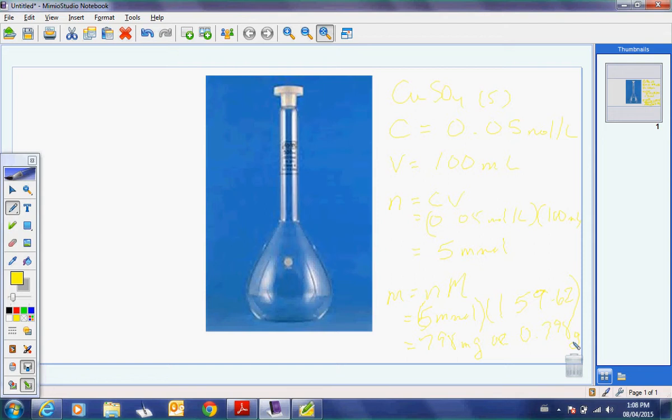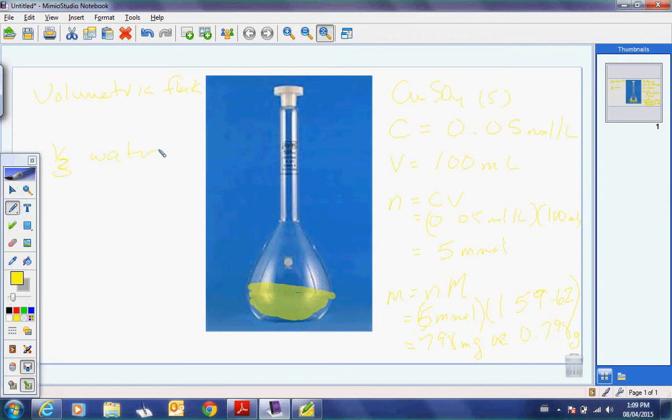What's this apparatus called? A volumetric flask. And what is stage 1 to do with this volumetric flask? What did you do first? Fill it with water. Or not fill it, put some water in. How much water should go in? A third, a quarter to a third. Okay? So first of all, 1/3 water goes in.